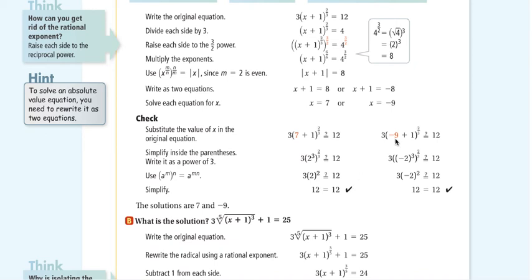Let's try over here. Negative 9 plus 1 is negative 8. Now that means negative 2 times negative 2 times negative 2, which is negative 8. So negative 2 to the third power. Remember the 3 in the numerator and the 3 in the denominator cancel out, so we're left with negative 2 squared. Negative 2 times negative 2 is 4, and 4 times 3 is 12, so this also works out. So in this case, there are two solutions, 7 and negative 9.